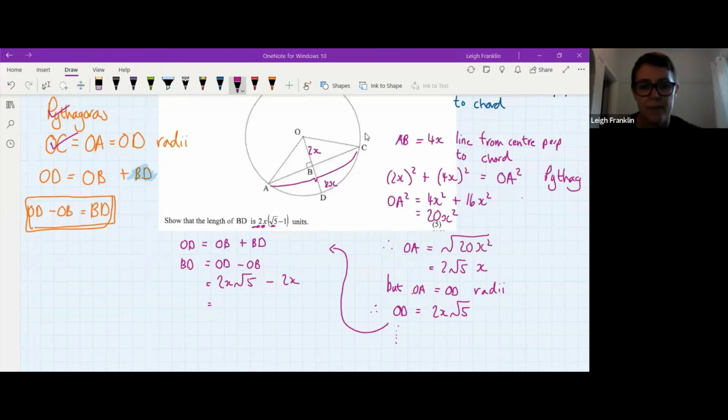To get it into the same form that they've given us over here, we need to factorize. Absolutely, Boitshepo. Okay, we've got to take out 2x. Yes, Liam, we've got to take out the common factor. 100%. So we're going to take out 2x, and then that's going to leave us with root 5 minus 1. There we go. Problem solved.